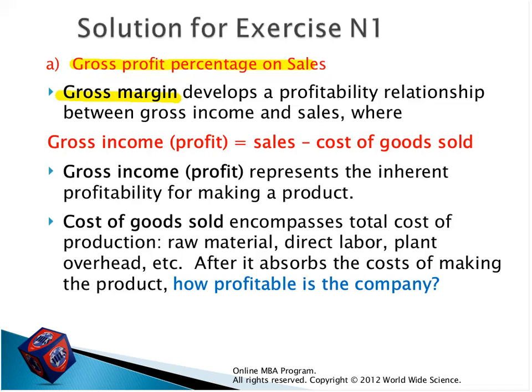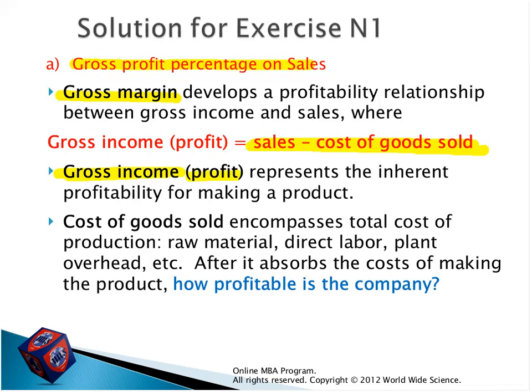Where the gross income or profit is equal to sales minus the cost of goods sold, right? Then we can get the gross profit. This is the sales and cost of goods sold. These items come from the income statement. So gross income or gross profit. Sometimes you would find two names for this ratio: gross income or gross profit. So you won't be confused that it's the same thing.